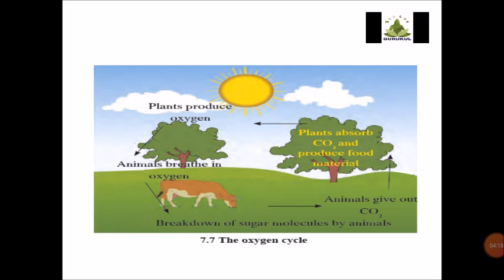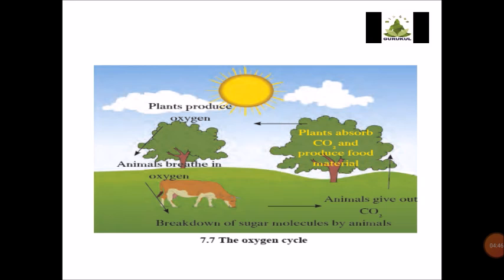Then during the process of respiration, animals give out carbon dioxide. The animals release the CO2 gas, we give out the CO2 gas again. Then this CO2 is absorbed by the plants. See in the picture it is written there, CO2 is absorbed by the plants. Again the plants produce the food material.